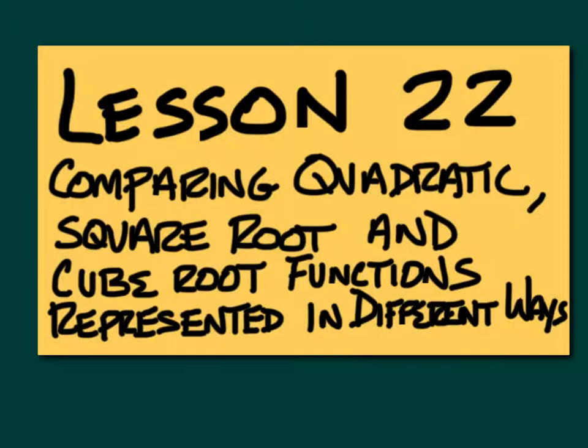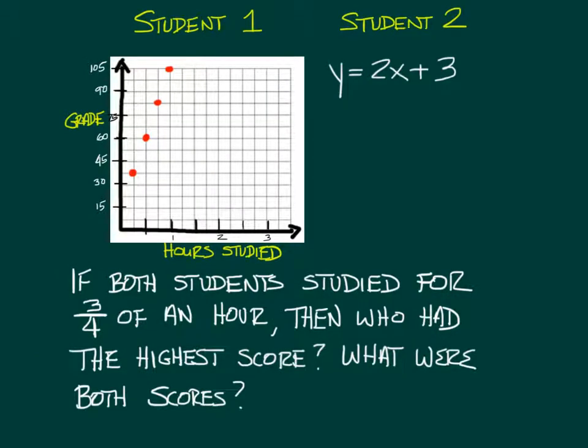Lesson 22, comparing quadratic, square root, and cube root functions represented in different ways. We have student 1 and student 2. Student 1 is represented by a graph indicated by the number of hours studied and the corresponding grade on a test. Student 2 here has a function, y equals 2x plus 3. If both students studied for 3/4 of an hour, then who had the highest score? And what were both scores? Well, over here we can find 3/4 of an hour.